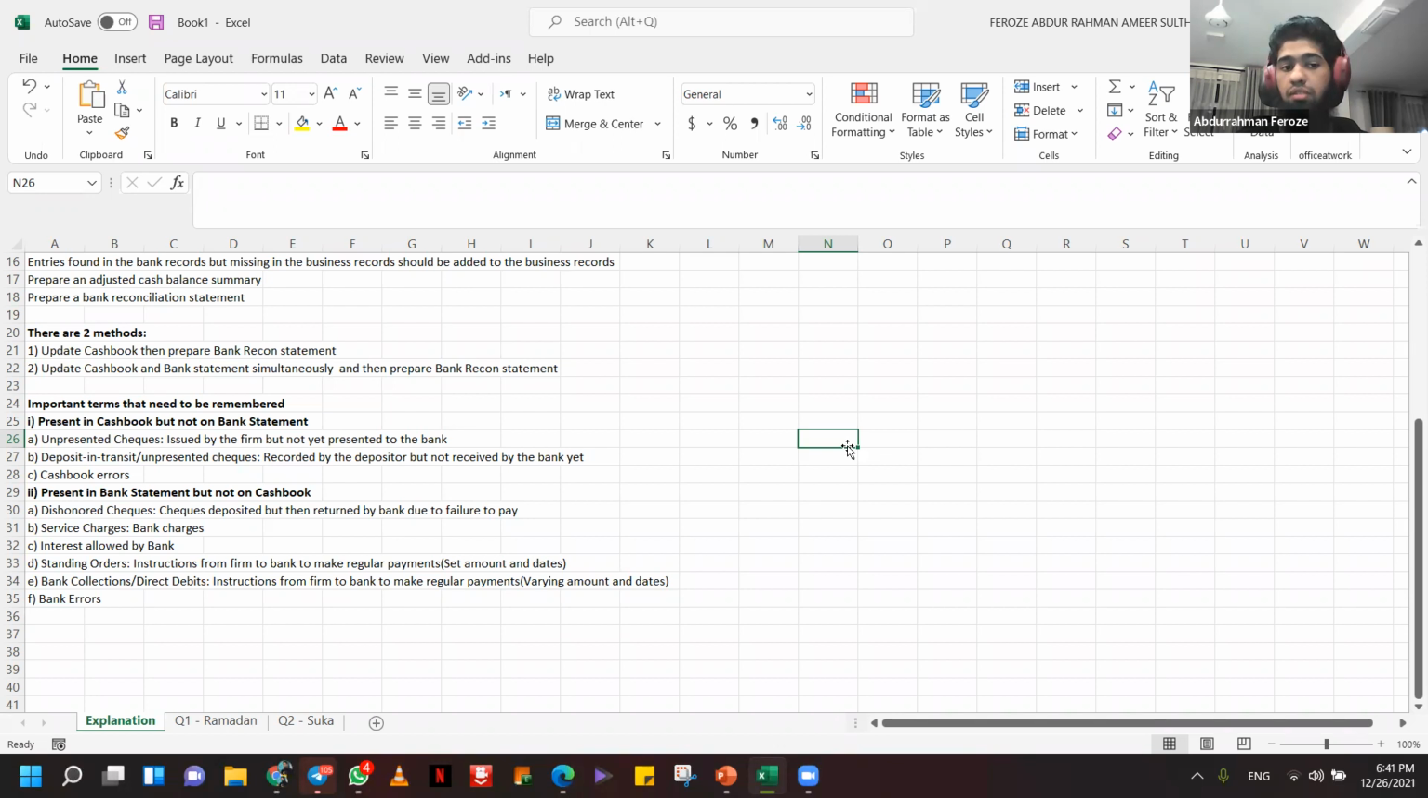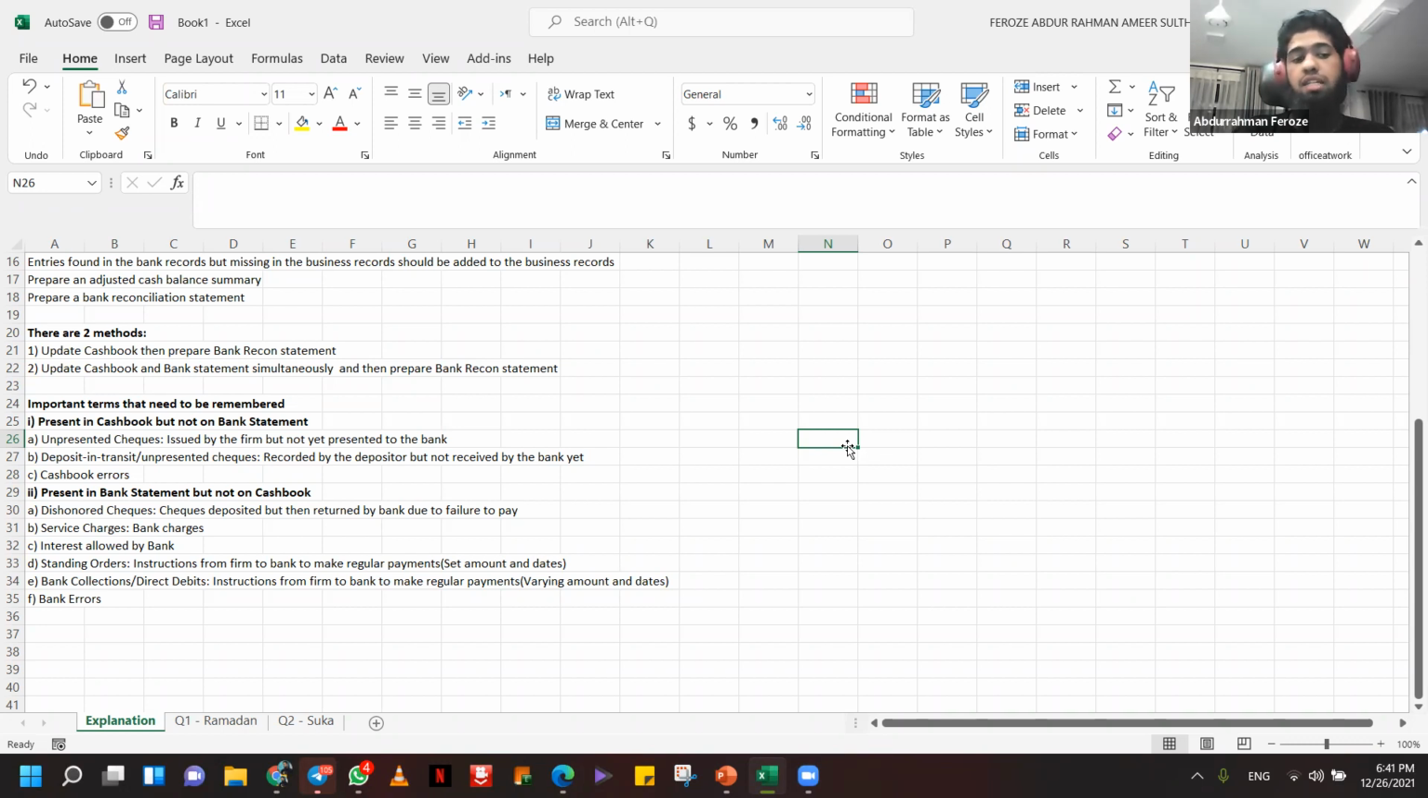but the bank is not able to take that cash, maybe because the company does not have enough money or for any other reason. And so this check is returned back to the company. And so that amount is there in the bank statement, but not on the cash book, right? So dishonored checks is one thing that is there on the bank statement, but not on the cash book.